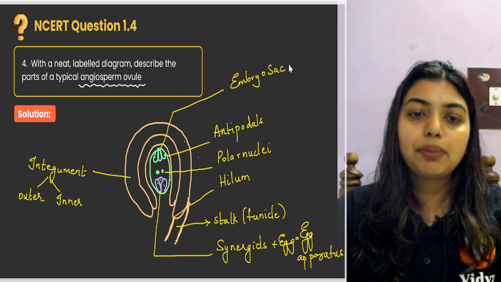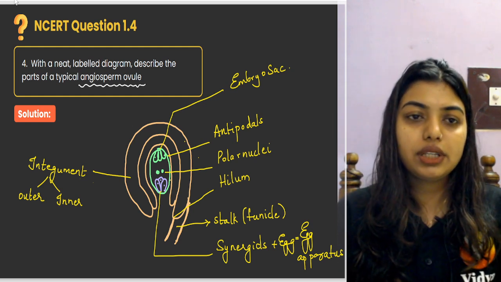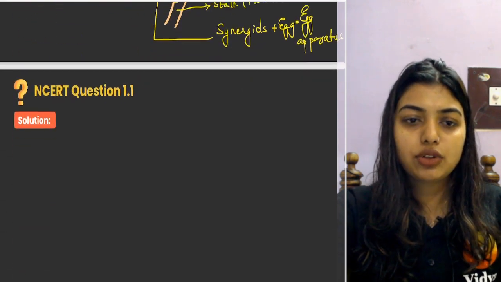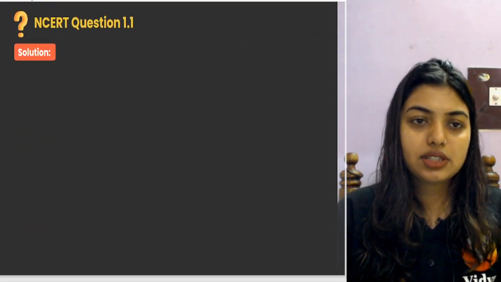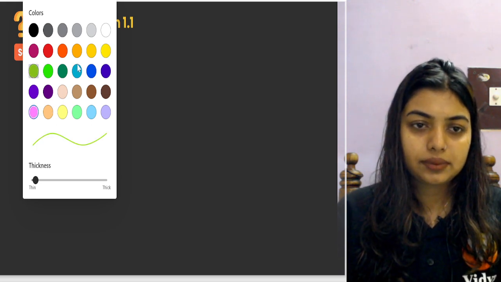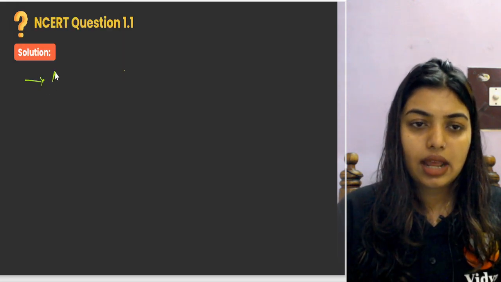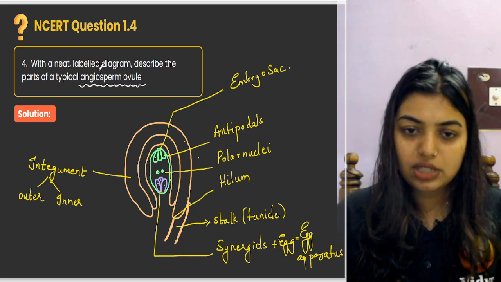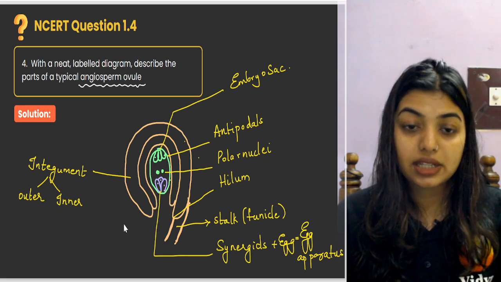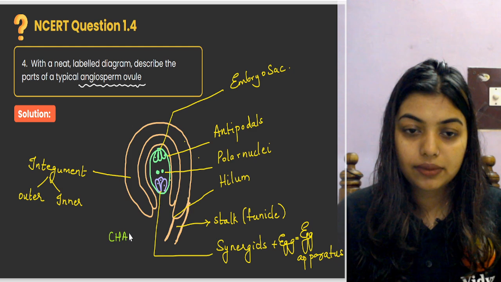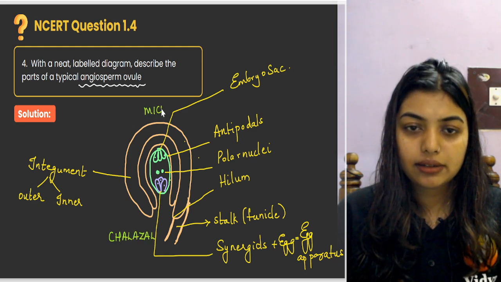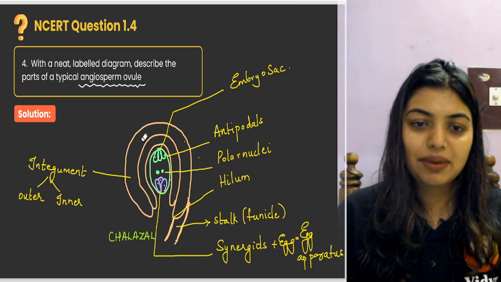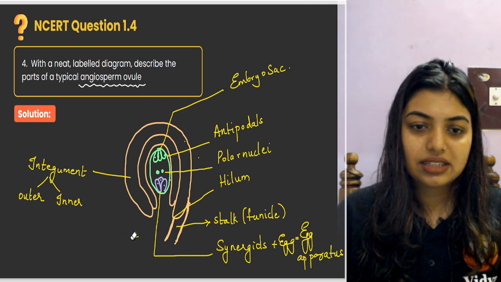So this is a typical angiosperm ovule, and you have to remember a few things about this ovule. The first thing is that they are anatropous. Where the integuments are absent, that is the micropylar end. Okay, this is the micropylar end.